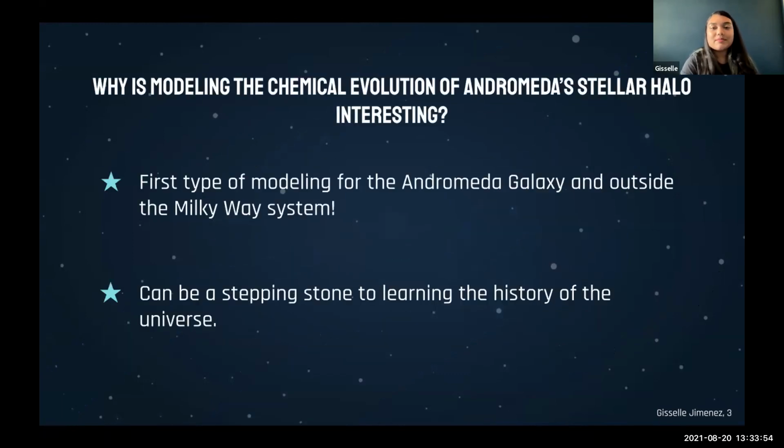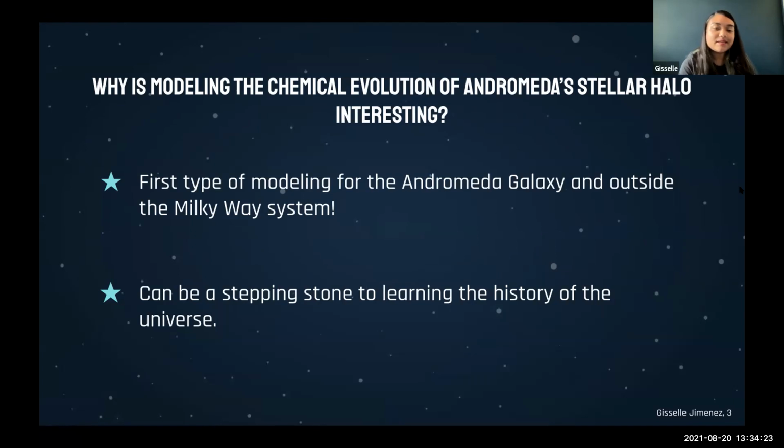Why is modeling the chemical evolution of Andromeda's stellar halo interesting? Other than providing us with an insight into the history of the gas and star formation for stellar populations in the stellar halo of Andromeda, this will also be the first type of modeling for the Andromeda galaxy and outside the Milky Way system. So the first type of alpha to iron and iron abundance modeling to look at the chemical evolution tracks.